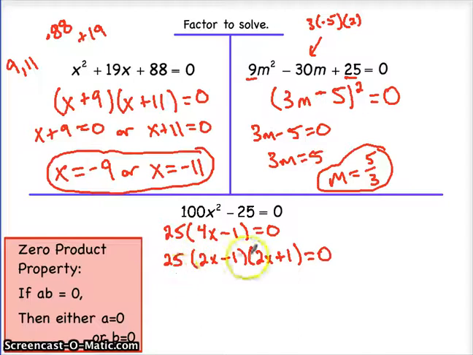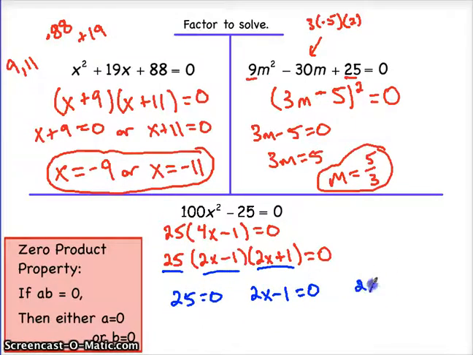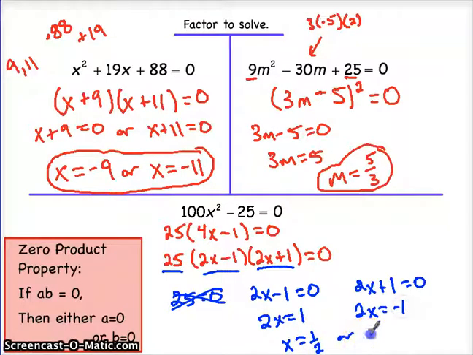Finally, on the bottom, again, there's three pieces: 25, 2x minus 1, and 2x plus 1. So we can split into our three parts. 25 equals 0, 2x minus 1 equals 0, or 2x plus 1 equals 0, thus giving us the fact that this can't work. 25 can't be 0. 2x could equal 1, so x could be a half, or 2x could equal negative 1, so x could be equal to negative a half. And there are our two answers.